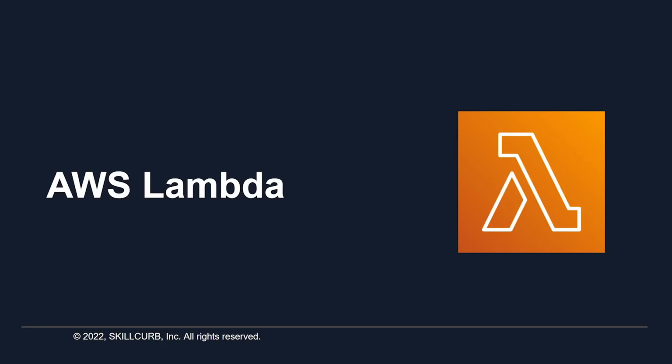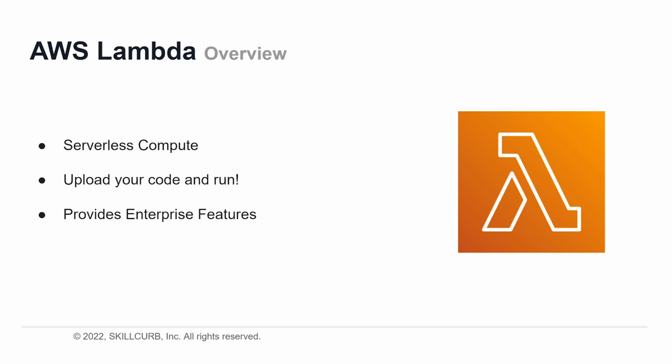AWS Lambda. AWS Lambda is a serverless, event-driven compute service that lets you run code for virtually any type of application or backend service without provisioning or managing servers. You can trigger Lambda from over 200 AWS services and software as a service applications and pay for what you use.